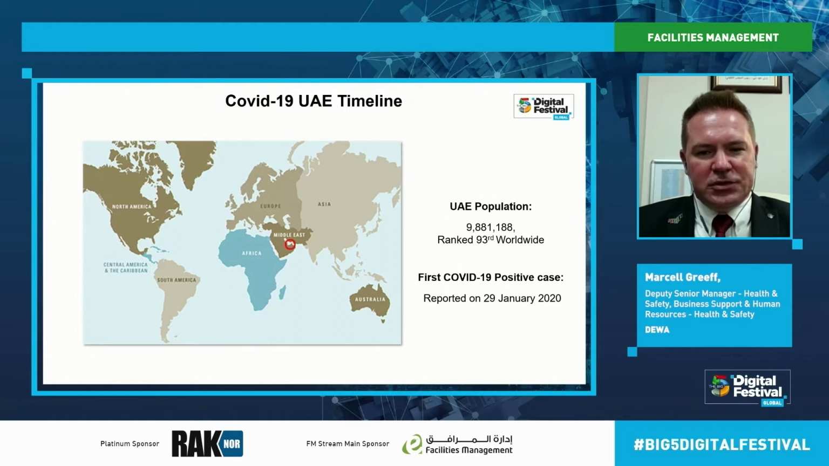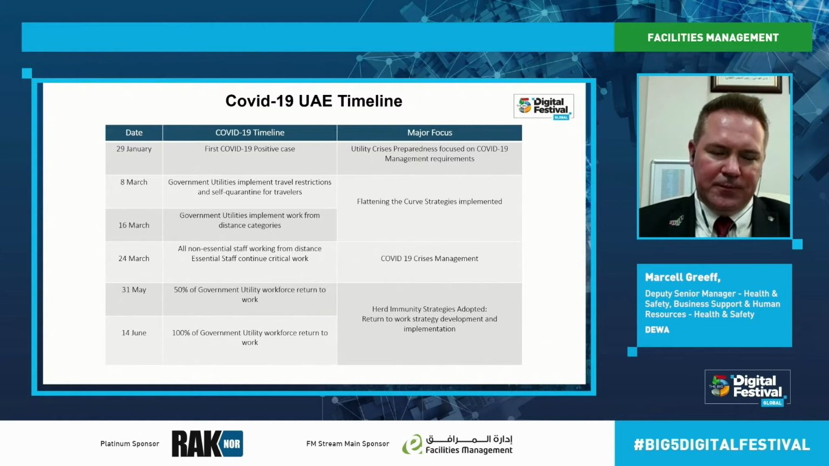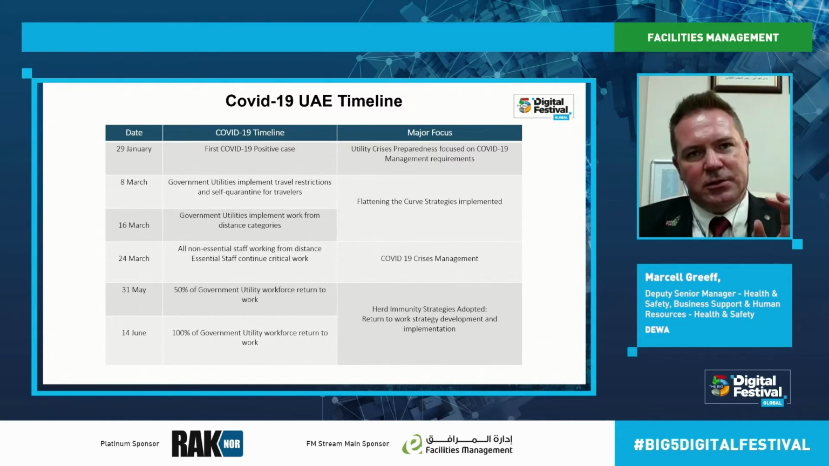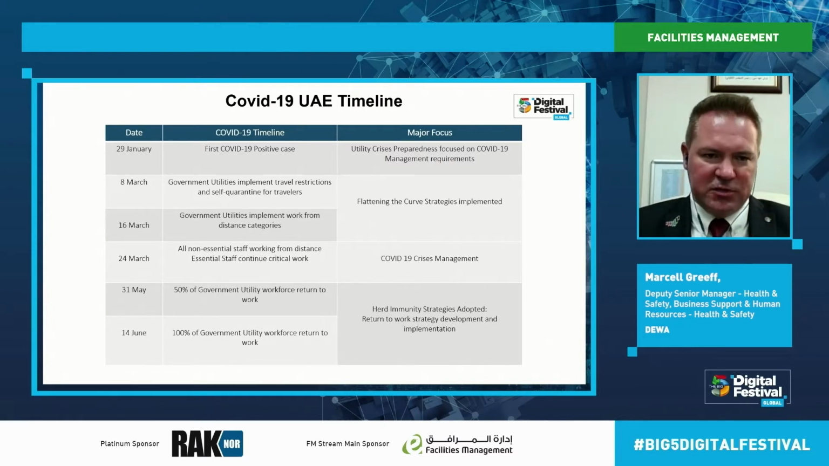The first positive case in the UAE was reported on the 29th of January, 2020. Since then, some things have happened in the timeline that I want to share with you today. It's nice to share this to understand exactly what the major focus was at that specific time. So 29th of January, first positive case. 8th of January, government utilities implemented travel restrictions and self-quarantine for travelers. Those travelers are specifically employees.